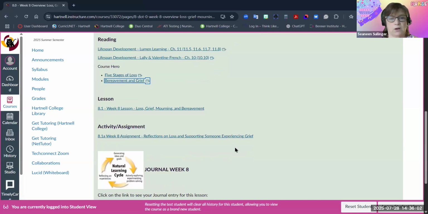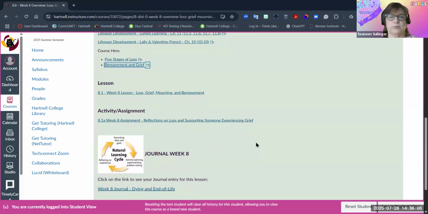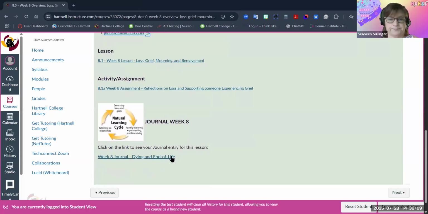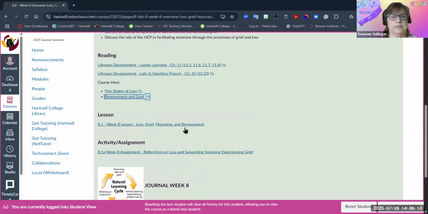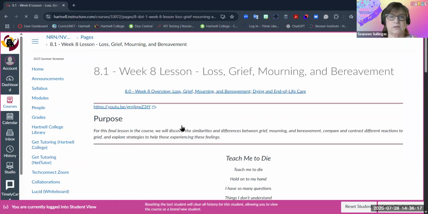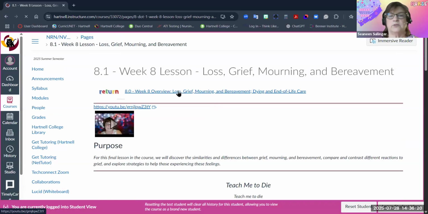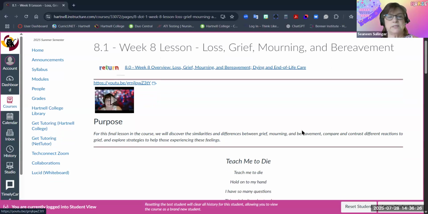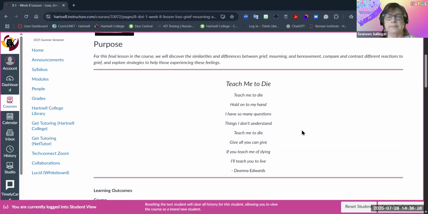And then we did already talk about reflections on loss and supporting someone experiencing grief. And we talked about looking at the poem and doing a reflection on the poem. So let us look at the lesson. And again, this will take you back to the overview. And so this is another little poem.